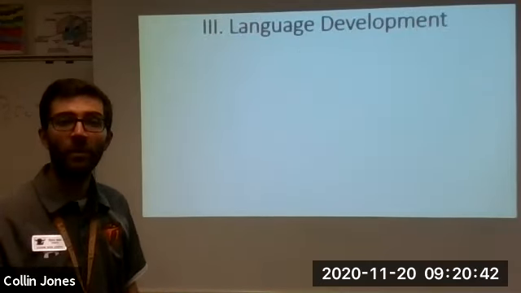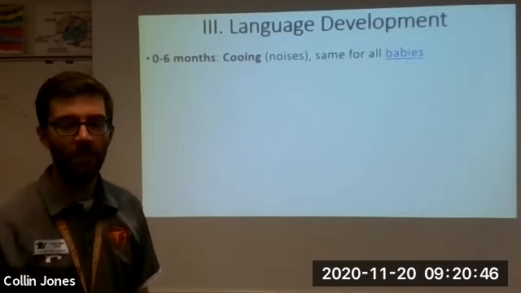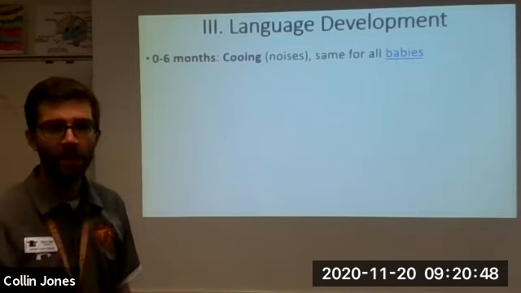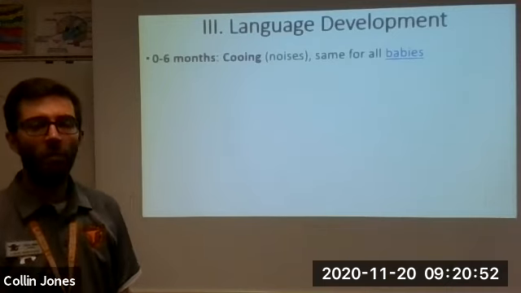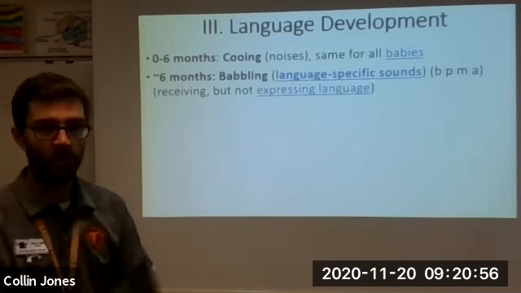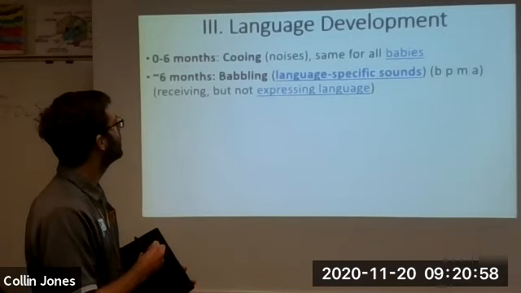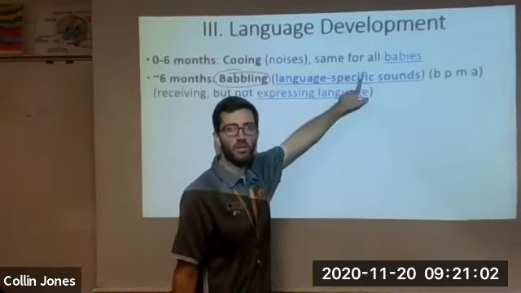Part 3, how do we develop language? Well, babies, stupid, dumb babies, hate them, they're useless. For the first 6 months of their life, they just make noises, and all babies pretty much sound the same. Around the 6-month mark, circle this word babbling, and this is bolded. It says babbling is language-specific sounds.